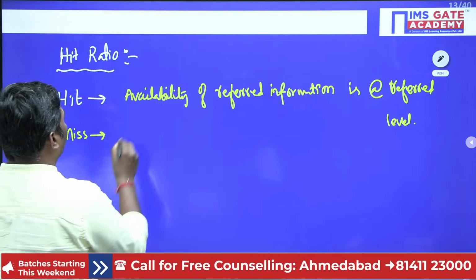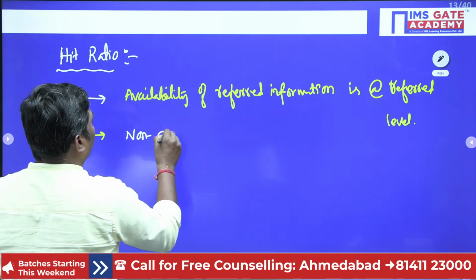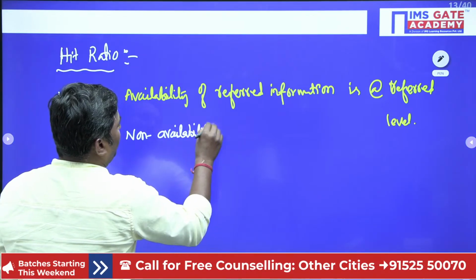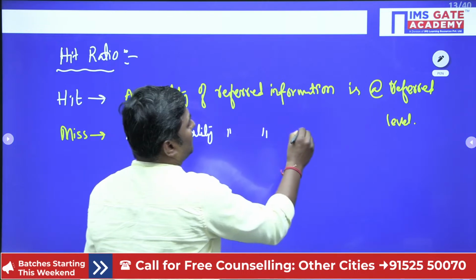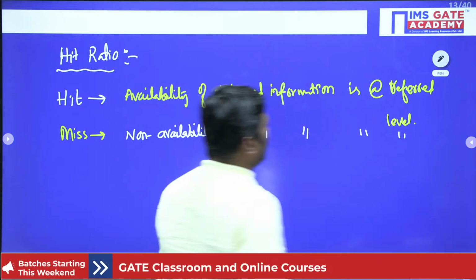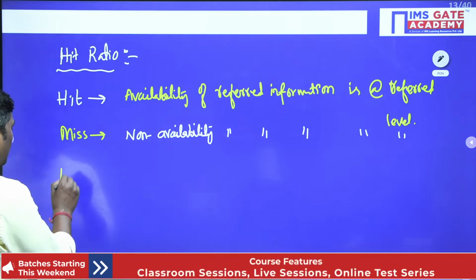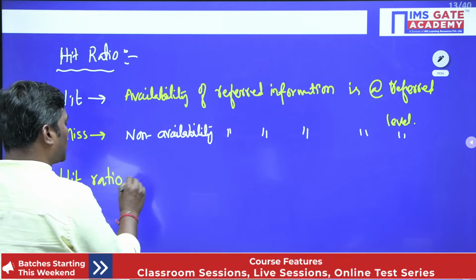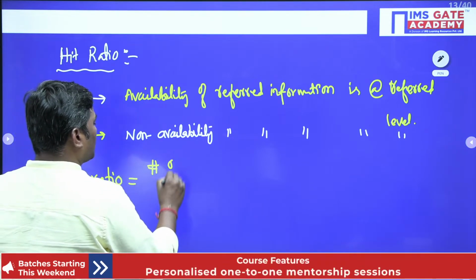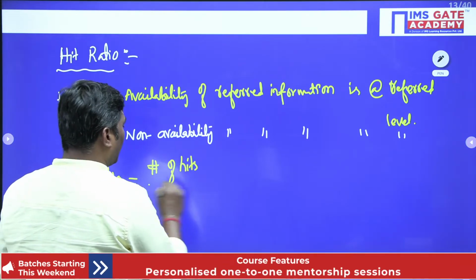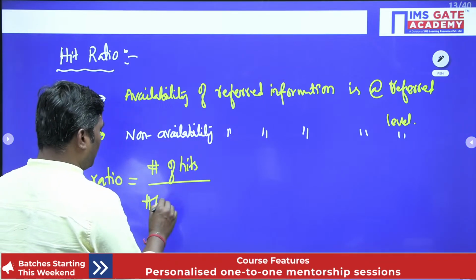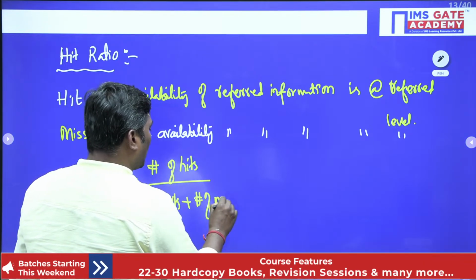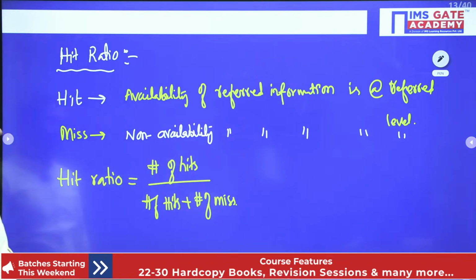So non-availability of referred information at the referred level is a miss. Now understand, the hit ratio gives what? Number of hits divided by number of hits plus number of misses. So that gives total references, right?